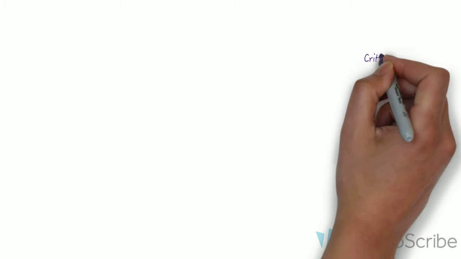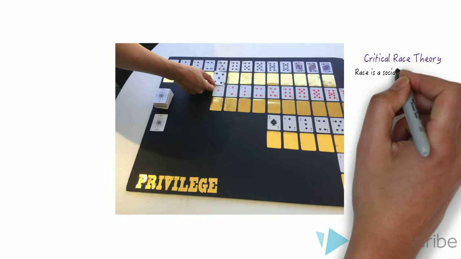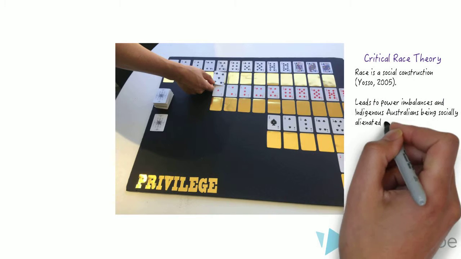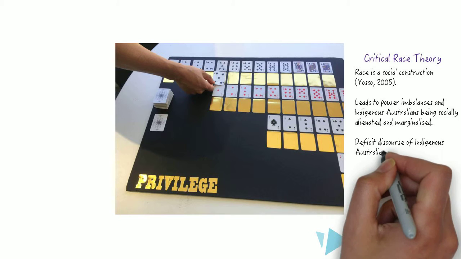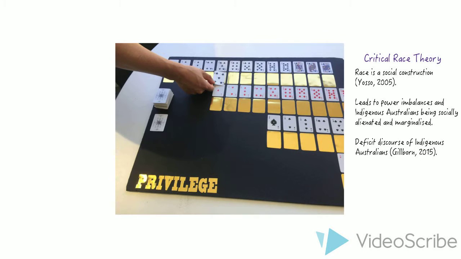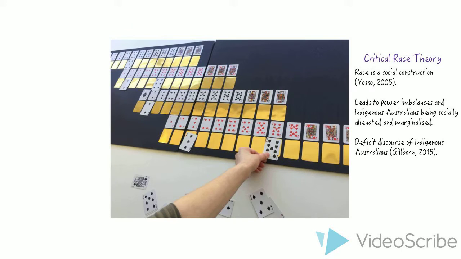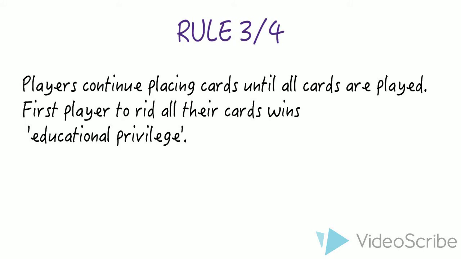Indigenous Australians. According to critical race theory, race is a social construction, just like the hierarchy of the suits. These clips explicitly demonstrate that each subsequent card has a higher value than the previous card. Since this hierarchy is socially constructed, we can therefore see that racial differences between Indigenous and non-Indigenous Australians are socially constructed as well, which leads to the social seclusion of Indigenous Australians.